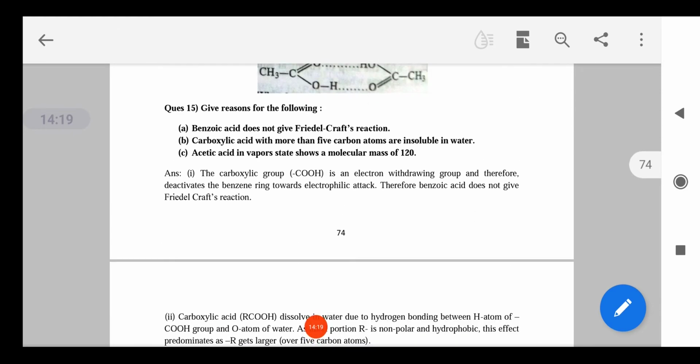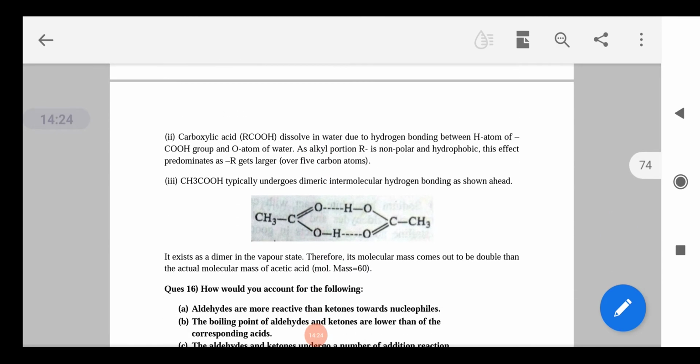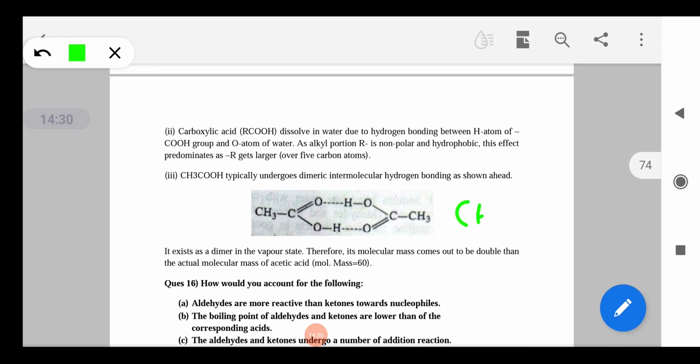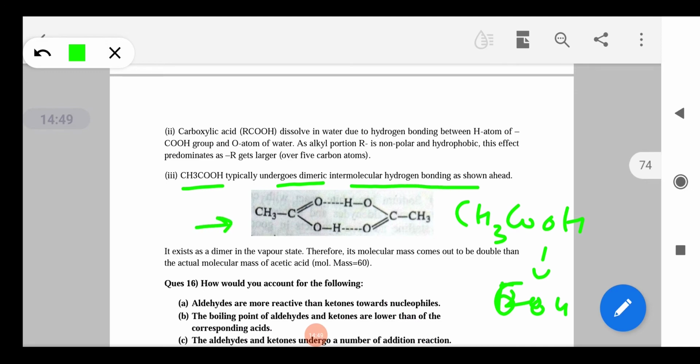Next question. Acetic acid in vapor state shows the molecular mass of 120. So we know that this is the formula of acetic acid, and the molecular mass of acetic acid, if you count, it becomes 60 unit mass. Now we know that this acetic acid undergoes dimerization due to intermolecular hydrogen bonding as shown here. So in the vapor state it exists as a dimer, that is why its molecular mass becomes double.